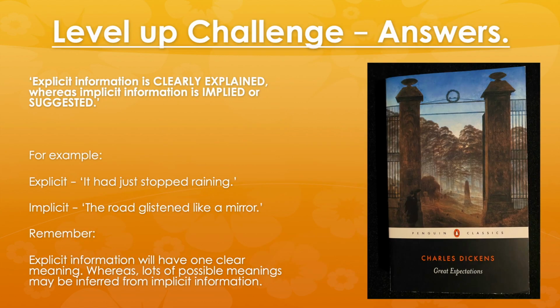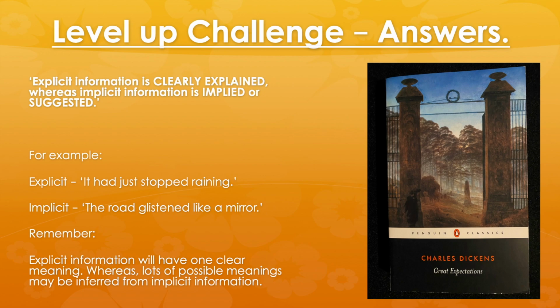Level up challenge answers. So a very simple statement at the end there. I don't know if you managed to express this in fewer words, but that is one way of expressing this difference. Explicit information is clearly explained. Normally only has one meaning, an explicit statement. Whereas if a statement is implicit or has been implied, then it's just hinted at, it's just suggested. It might have more than one meaning.